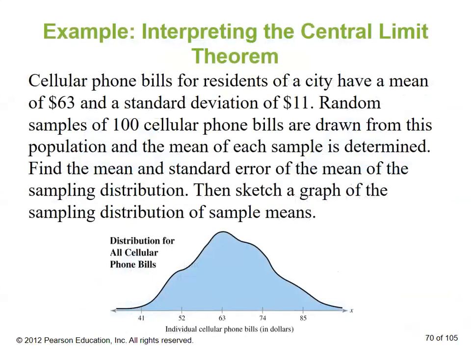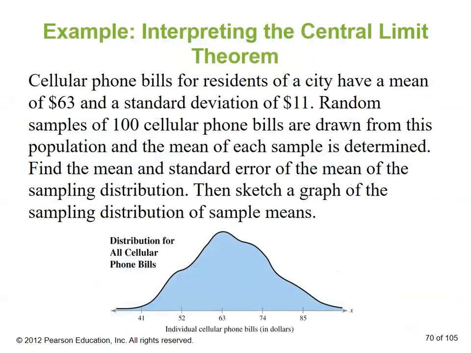Now, let's apply this. It says cell phone bills for residents of a city have a mean of $63 and a standard deviation of $11. Random samples of 100 cell phone bills are drawn from this population. The mean of each sample is determined. Can we find the mean and the standard error of the mean of the sampling distribution and then sketch a graph of the sampling distribution of sample means?